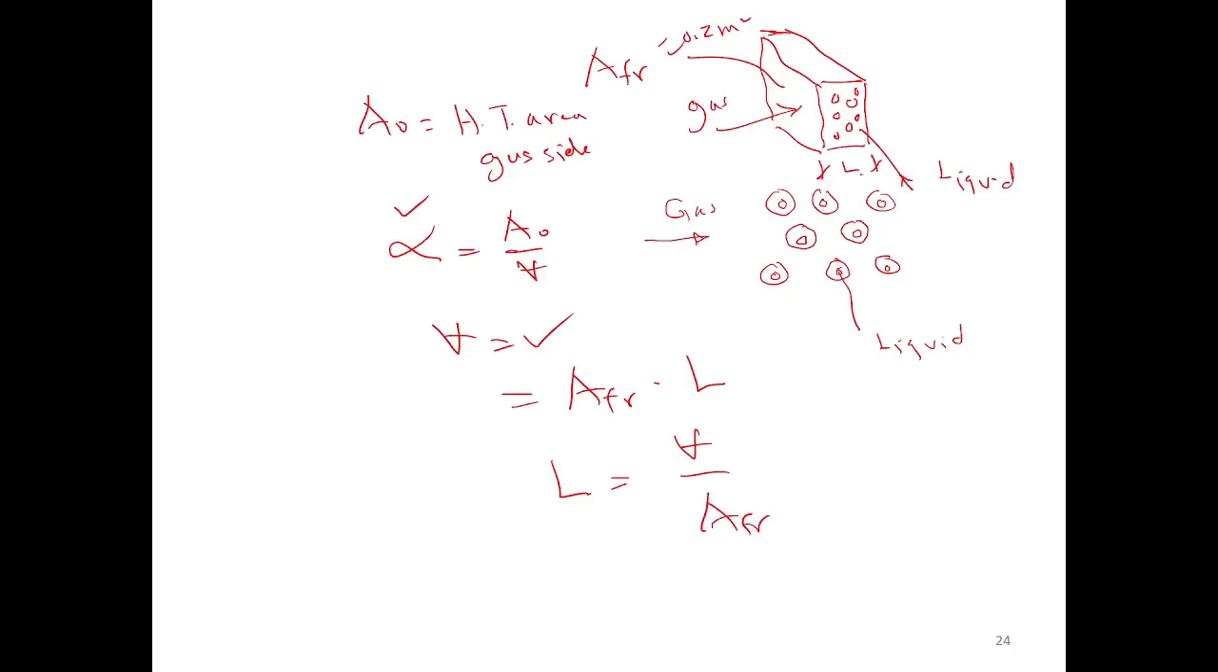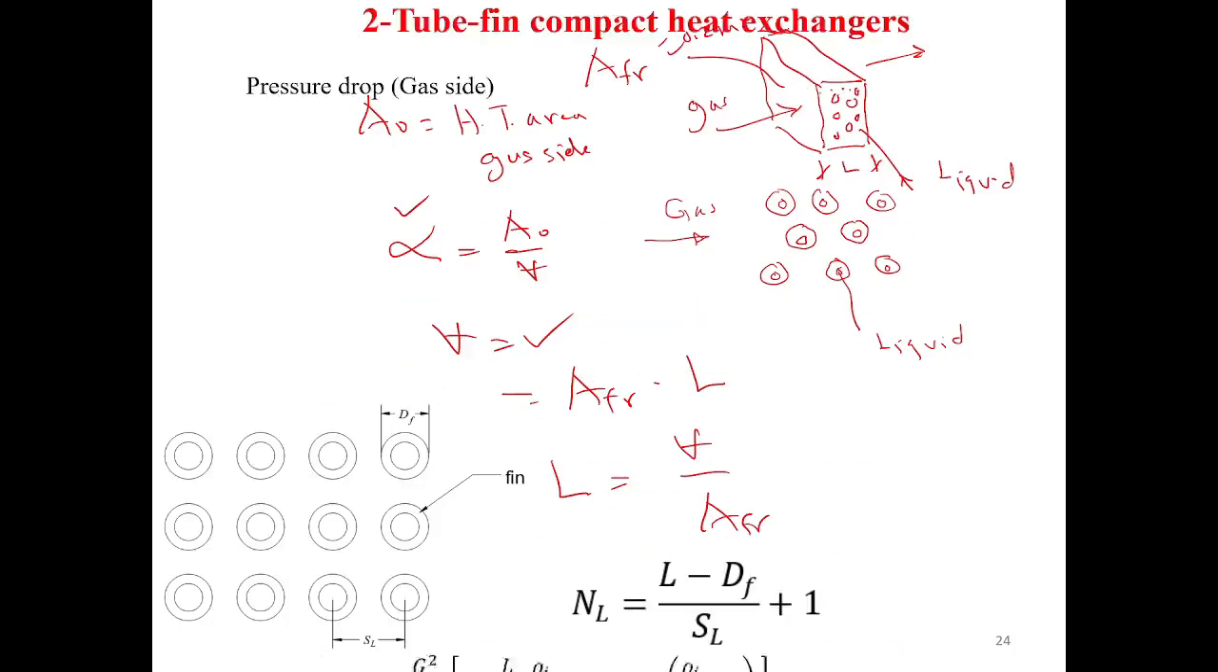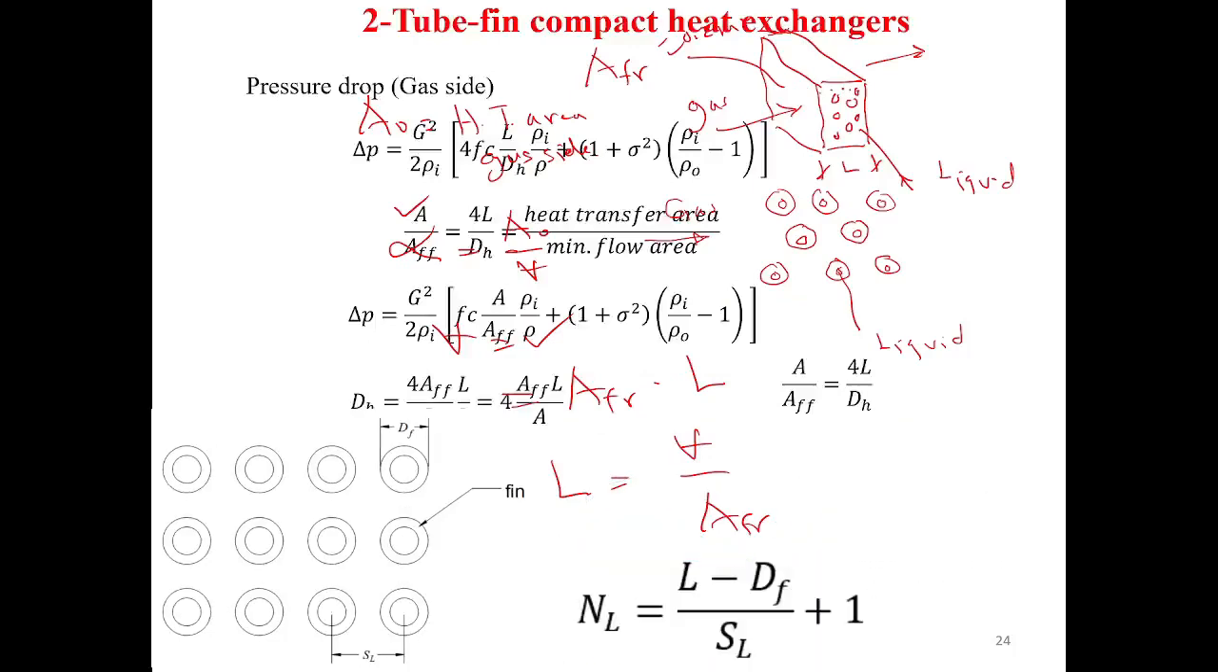Once you get the length, actually you can calculate how many tubes in these directions. So for example, if this is the flow, this is the gas going outside, you can calculate how many rows of tubes in the direction of the gas side.